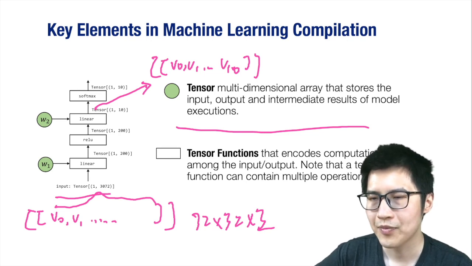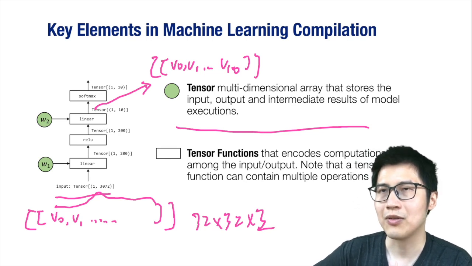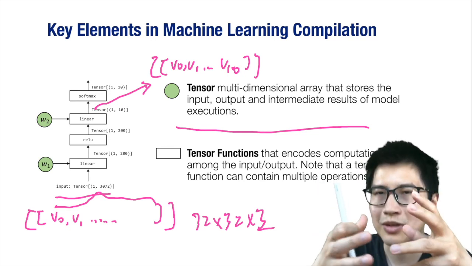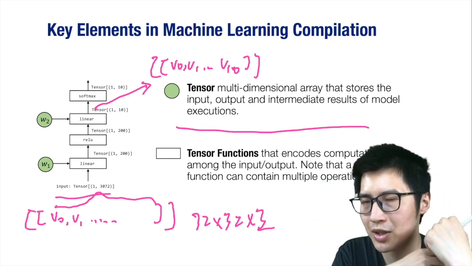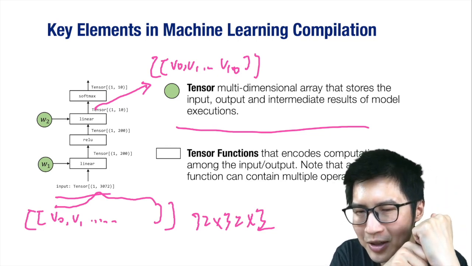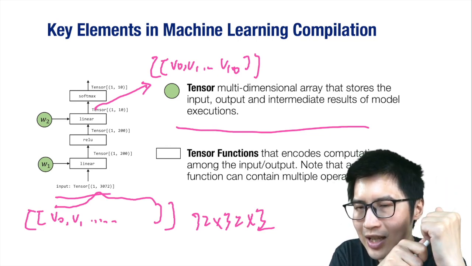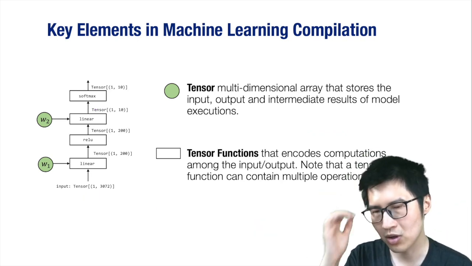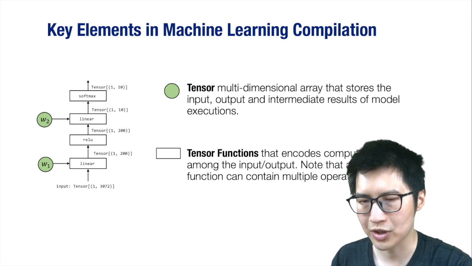In here, these tensors represent the data that we use throughout the machine learning execution. And now, the second thing that is really important as a part of the machine learning execution is what we call tensor functions.